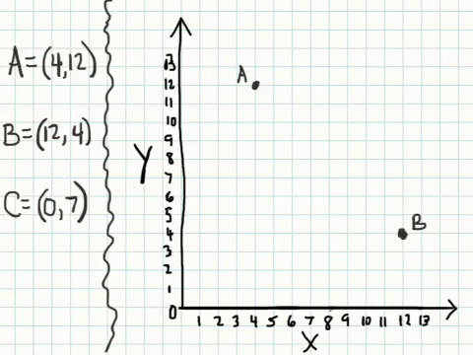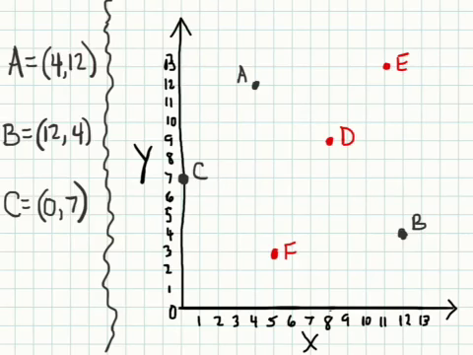Let's plot point B on this coordinate grid. If point C needs to be drawn at 0, 7, that means we go over 0. Well, we start at 0 and we don't travel anywhere. So we stay at 0 and we go up 7. So in this case, point C is going to be right on the y-axis at 7 up.